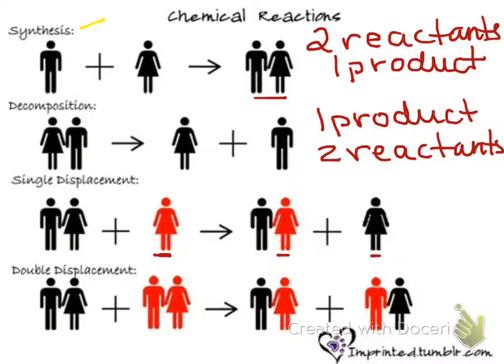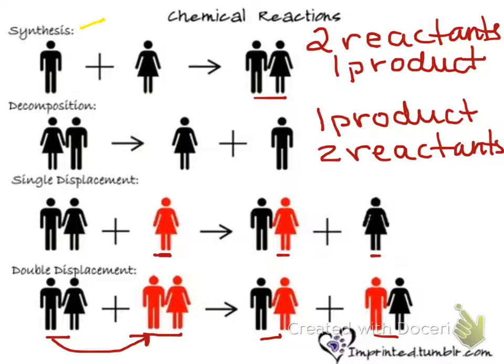In a double displacement, we have 2 couples. Guy and a girl, guy and a girl. What happens is they switch partners. So the guys switch places, and the black guy and the red girl end up together, and the black girl and the red guy end up together. So we've had a switch in which both of the products are compounds, neither one's alone.